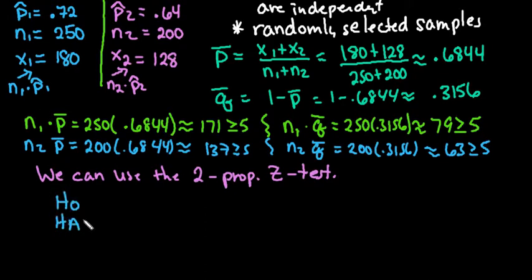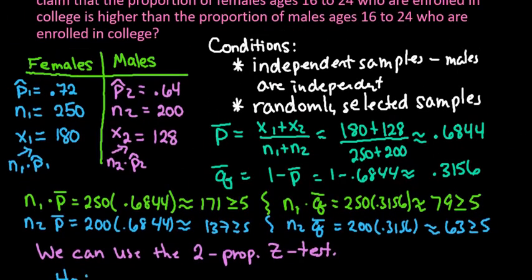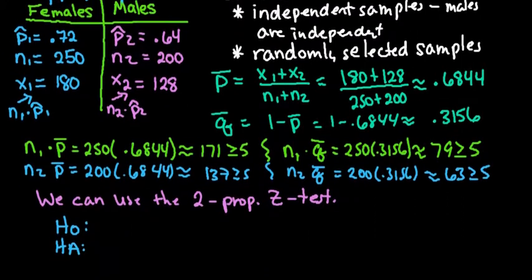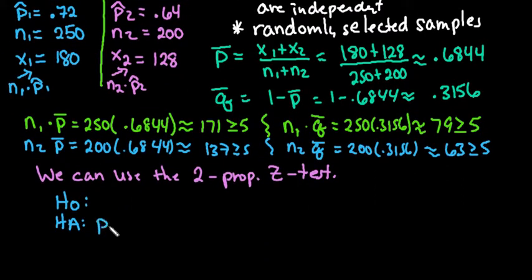All right, so our next step is to set up the null and the alternative. And remember that this comes from the claim. So let's go back and look at what the claim says. So the claim tells us that the proportion of females, so that was going to be P1, who are enrolled in college is higher than, so higher than means greater than, the proportion of males, so P2. Okay, so since this is an inequality statement, we would put it in the alternative. So our claim this time is about the alternative, so we would say that P1 is greater than P2, and the null would be that P1 is less than or equal to P2.